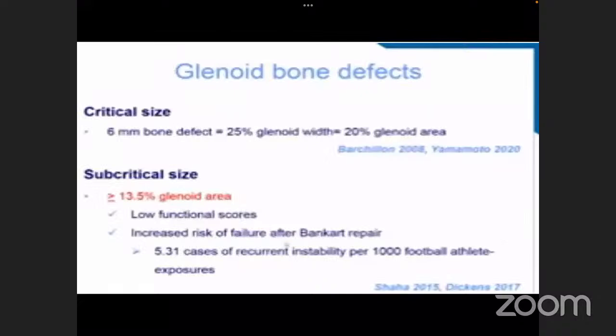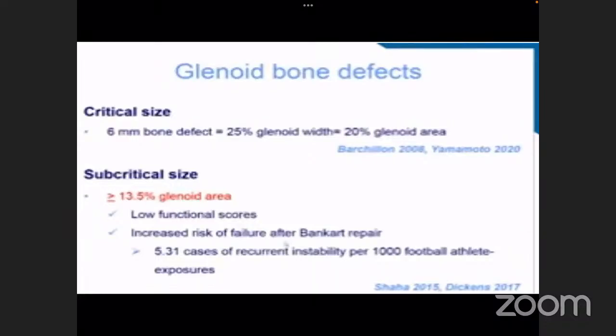Now, there's a lot of talk about what the critical size is for the Hill-Sachs lesion and the glenoid rim. The critical size comes from a study done in 2008 and repeated as a meta-analysis by Yamamoto in 2020. It said that the critical size of a glenoid bone defect is a 6 millimeter defect, which equals 25% of glenoid width and 20% of glenoid area.